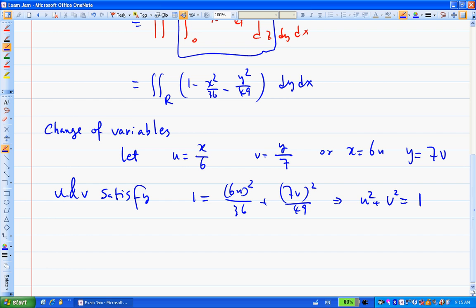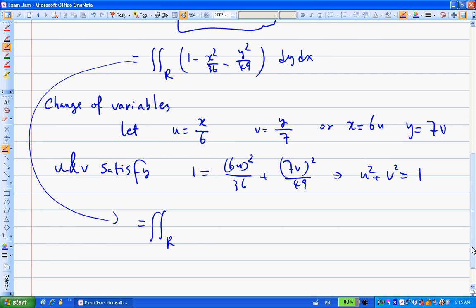And then the next question is, just like if you change variables from x and y to r and theta, then instead of dy dx you're going to have something times dr d theta. It's not purely dr d theta; there's something in front of it. So now we change x and y into u and v. We get the square root of 1 minus u squared minus v squared, and then du dv.